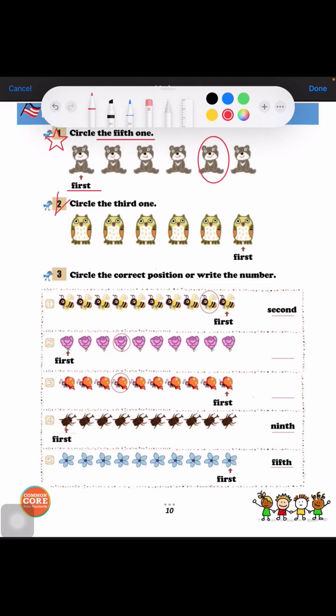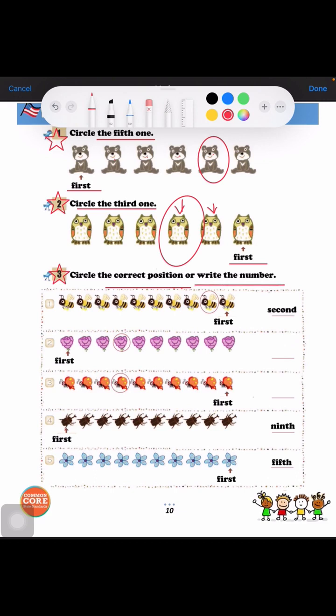And then question 2, we need to circle the third one. The one on the right hand side is the first. First, second, and then third. This is the third one. So we circle it. Okay, next question, question 3. Circle the correct position and write the number.